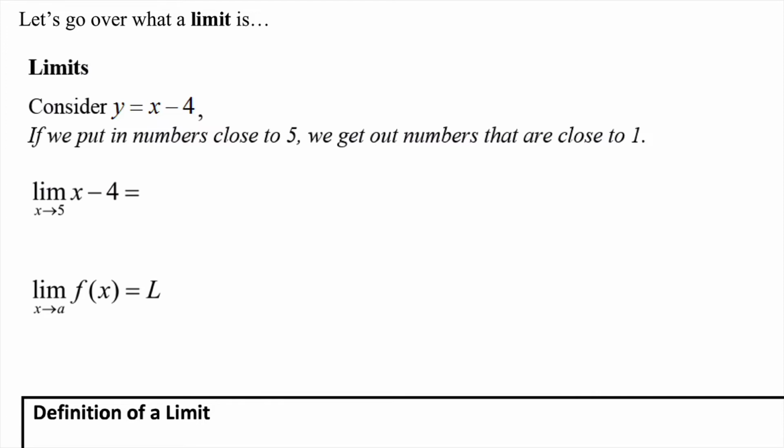But with a limit, we're not actually plugging in the number. We're approaching the number. So there's a difference between getting there and approaching there. What you guys have been doing is getting to your destination. What a limit does is approach. I'm not worried about getting there. I'm worried about where am I approaching? Am I approaching here or am I approaching somewhere different? That's where a limit is different.